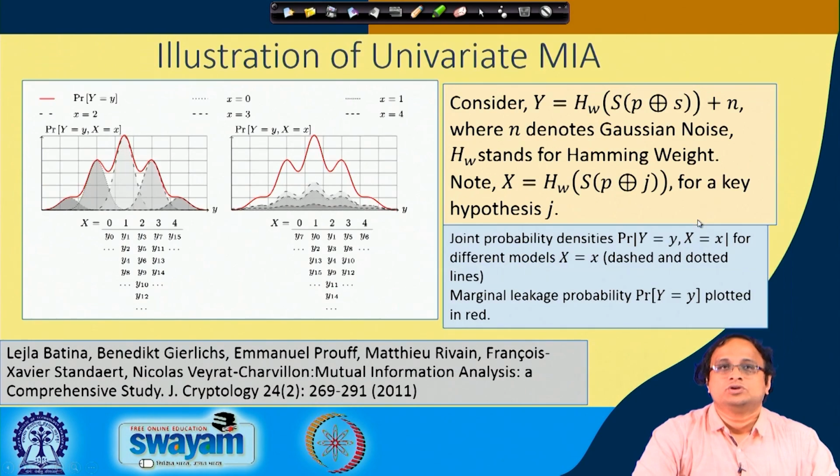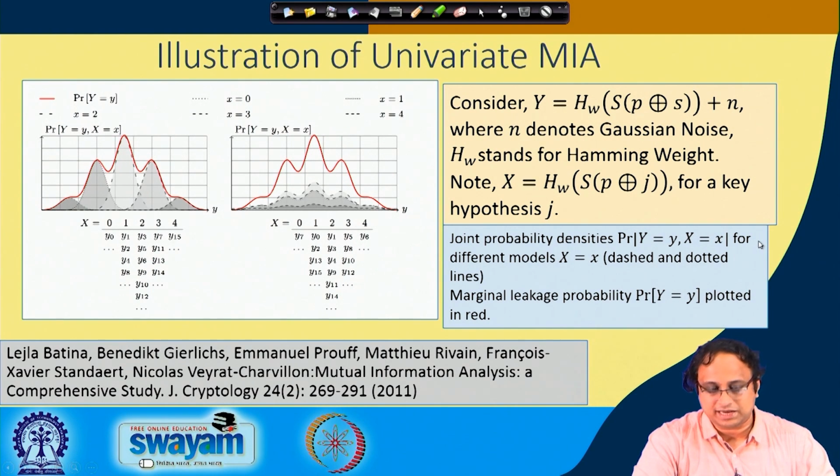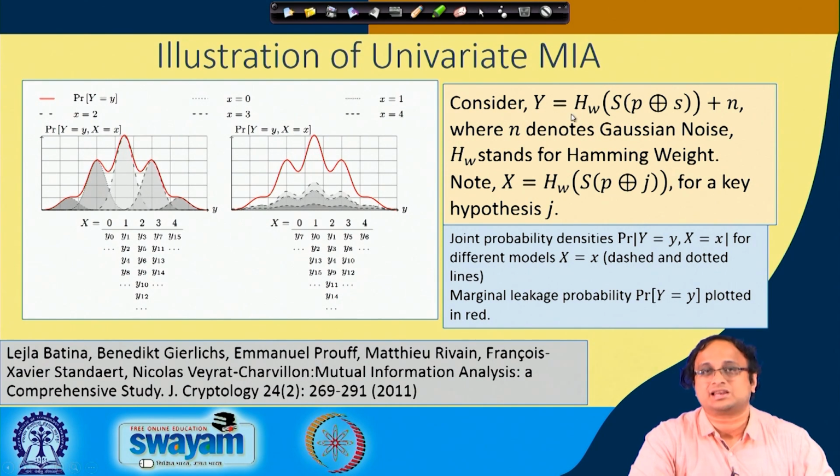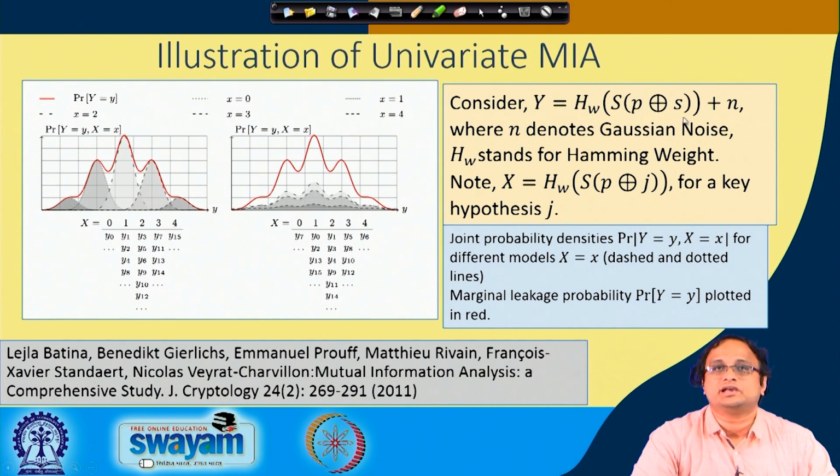Okay. So, right here is an illustration of a univariate MIA. Univariate MIA stands for the fact that you are guessing at a distinct time instant. Consider, as just an example, y equal to HW(S(P XOR k)) plus noise. P stands for the plaintext, k for the part of the key, and S is the S-box which you are targeting. Then I measure the Hamming weight of the corresponding computation, and I add Gaussian noise to that.